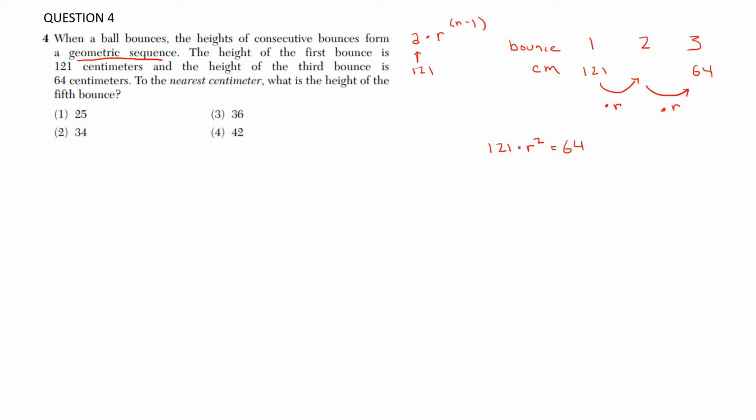Now we can verify this with the original geometric formula up here. When you plug n equals 3 up here, you get the same exact thing. When n equals 3, you also get 121 times r to the n minus 1, which is 2, equals this third term, which we know is 64. So we can simply solve this out to find r. Divide both sides by 121.